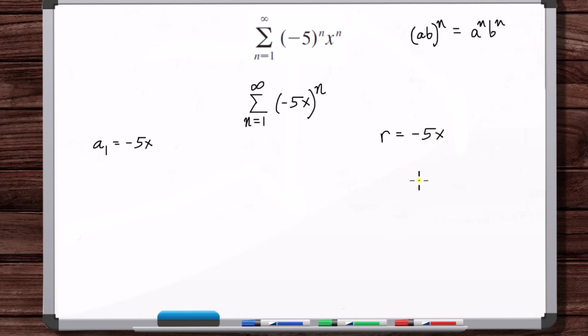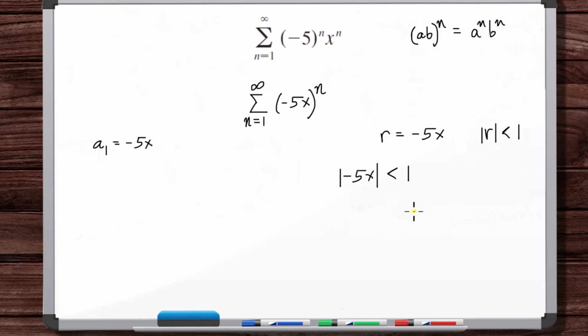All right, so we want to solve for what values of x this series is convergent. So what makes a geometric series convergent? That's when the absolute value of the common ratio is less than 1. Then the geometric series is convergent. So we want to solve for the absolute value of minus 5x is less than 1. Let's solve for x. This is an absolute value inequality. We learn how to solve these in algebra.